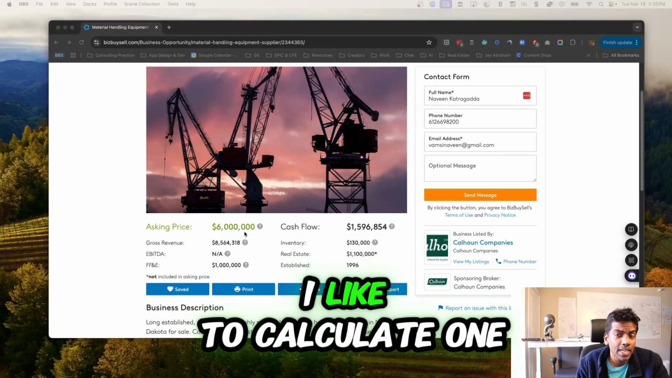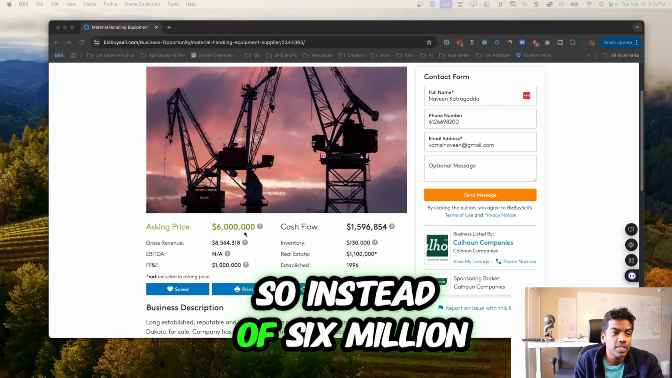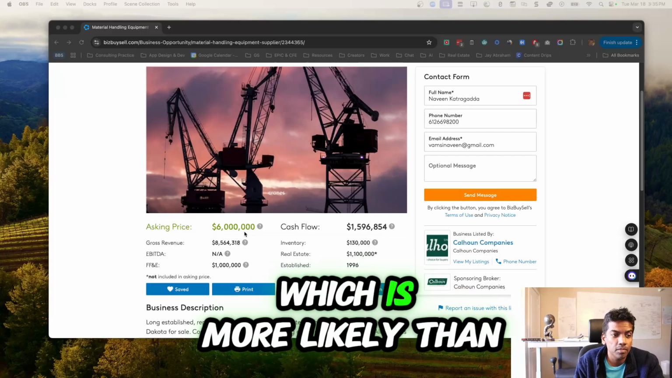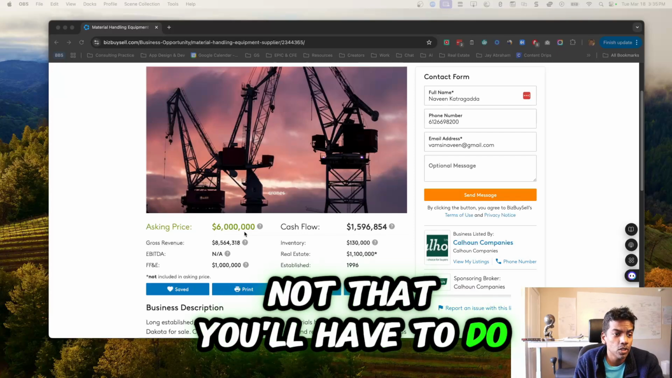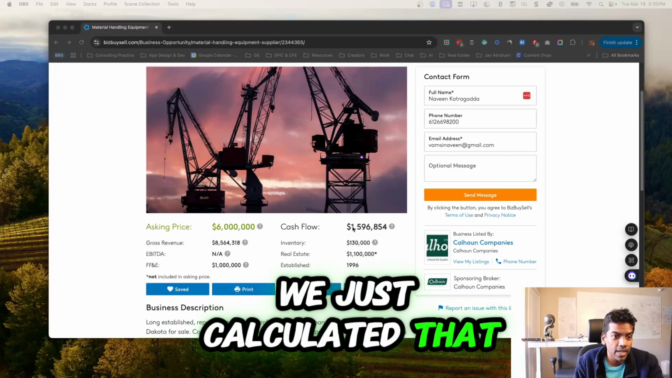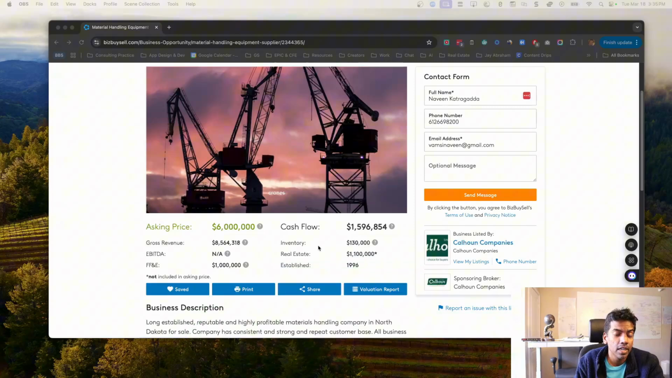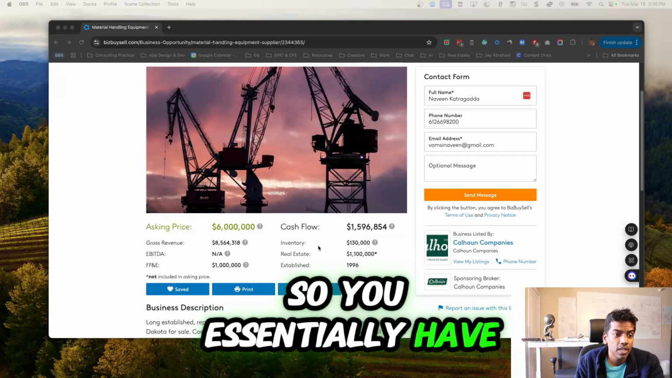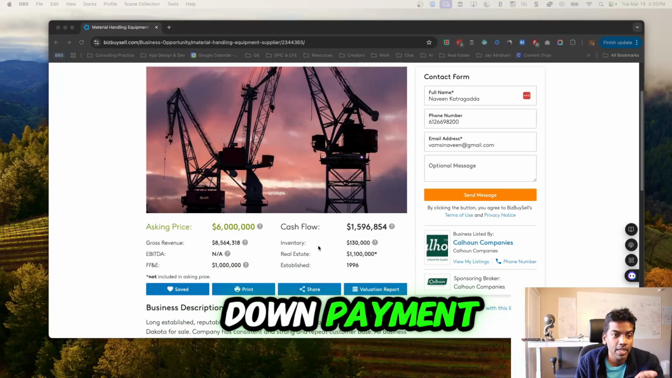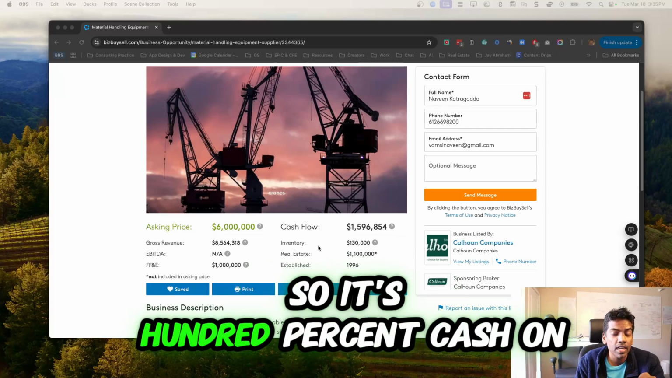Now on a deal like this, I like to calculate one other metric, which is cash on cash return. So instead of a $6 million loan, let's say you put in a 10% down payment, which is more likely than not that you'll have to do. On a $600,000 down payment, we just calculated that we have about $600,000 in free cash flow, right? So you essentially have 100% cash on cash return because you put in $600,000 in down payment and you're getting $600,000 in free cash flow every year starting year one. So it's 100% cash on cash return, which is amazing.